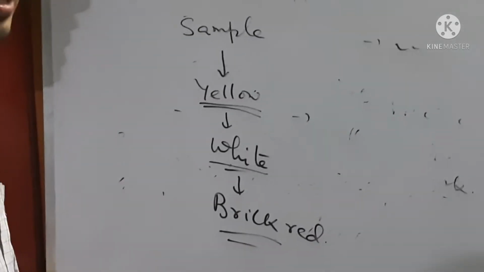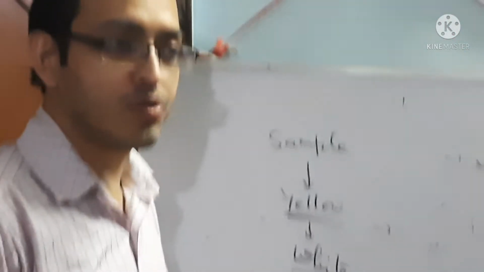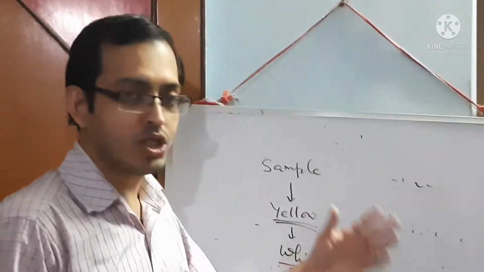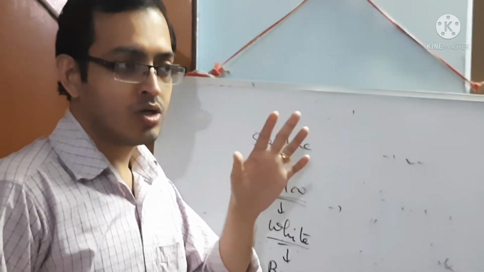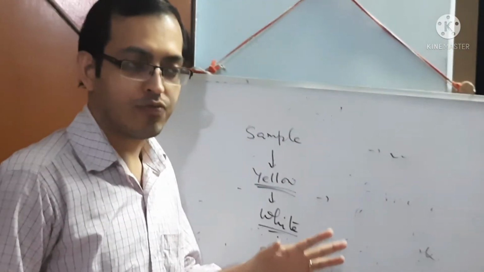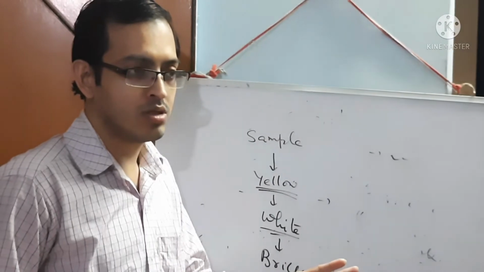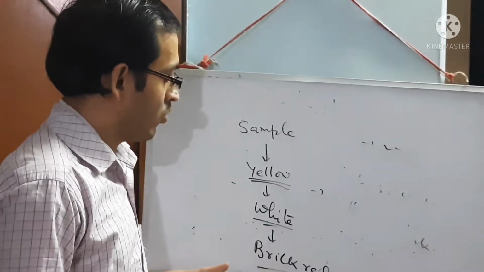As in the previous videos, you have to prepare one observation table: initial reading, final reading, differences. Okay, you have to do 3 times the same titration, and from the 3 differences we have to calculate the mean reading.